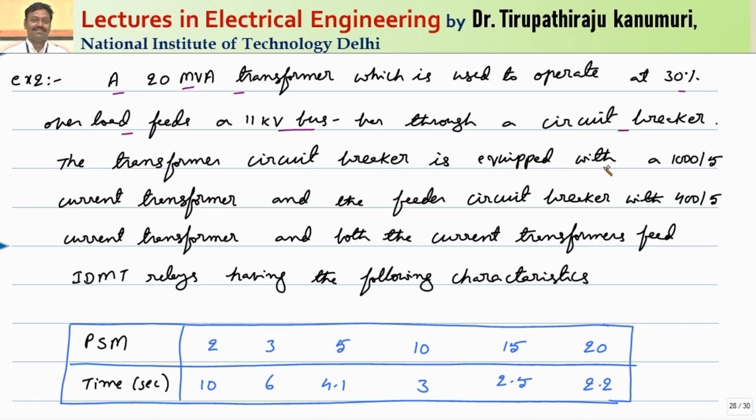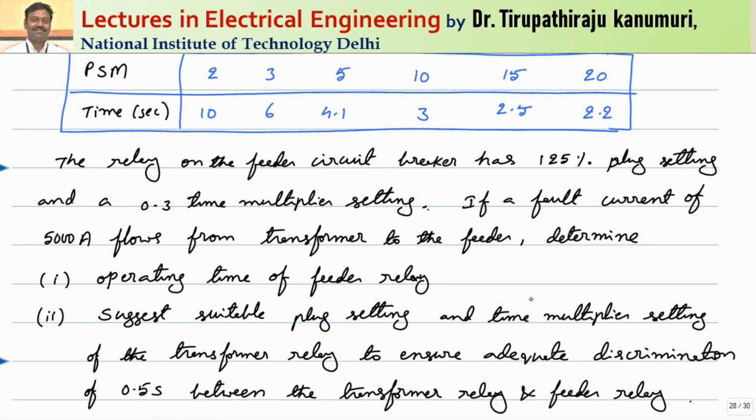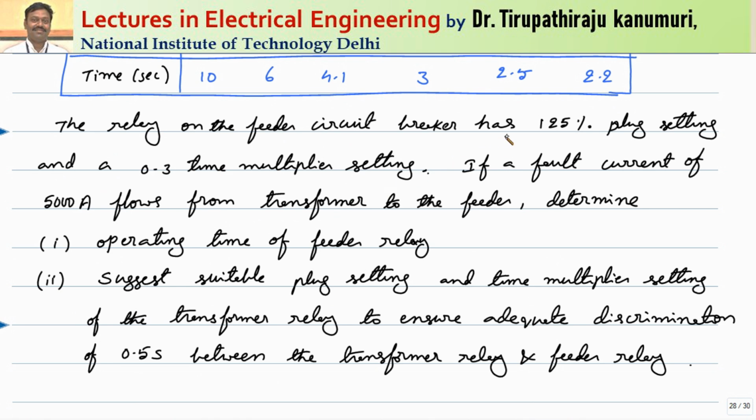The transformer circuit breaker is equipped with a 1000/5 current transformer and the feeder circuit breaker is equipped with a 400/5 current transformer. Both the current transformer ratings are different, but the secondary is 5 amperes for both. Both the current transformers feed IDMT relays having the following characteristics. The characteristic table is given there, and the relay on the feeder circuit breaker has a 125% plug setting and 0.3 time multiplier setting. So PSM and TMS are given here.